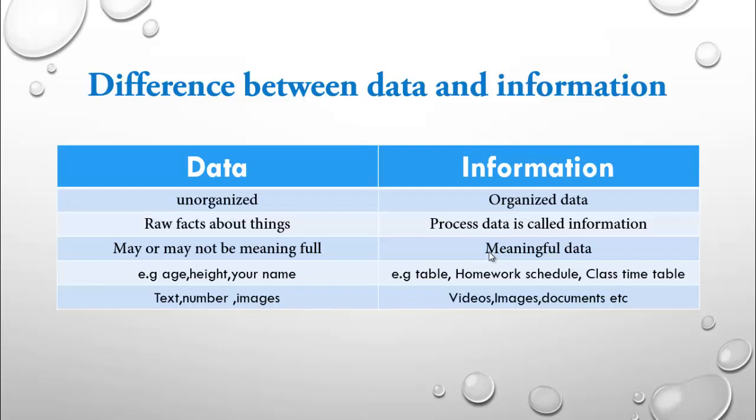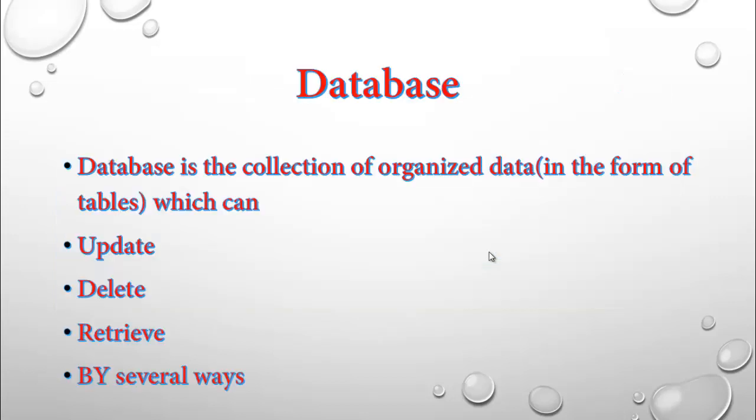It's meaningful data. For example, a homework schedule table is information. Then a class timetable is information. Then video is information. Images are information. Then documents, etc. These are all called information. Now we are done with data and information.